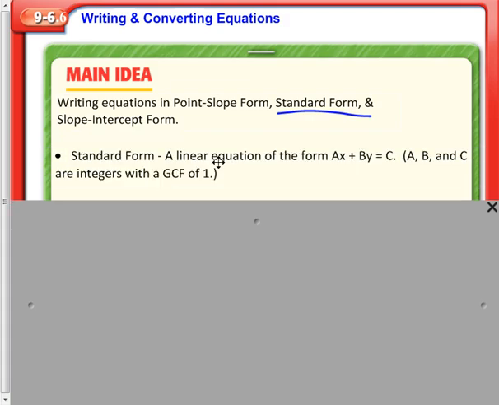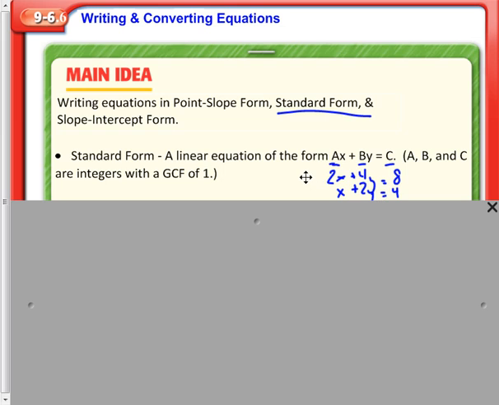Standard form is a linear equation of the form ax plus by equals c, where a, b, and c are coefficients. A, b, and c are integers with a greatest common factor of 1. So what that means is if you had 2x plus 4y equals 8, you should be able to divide this whole thing by 2 to get x plus 2y equals 4.